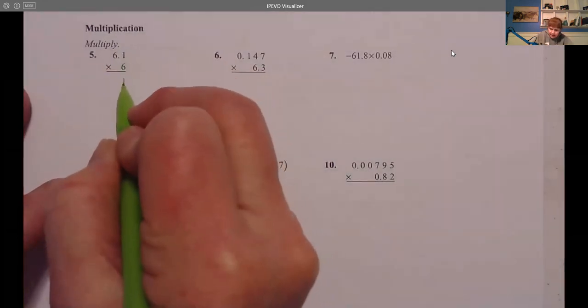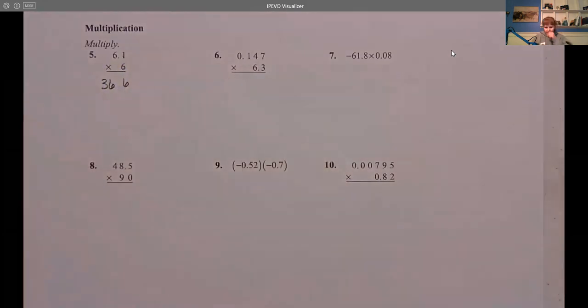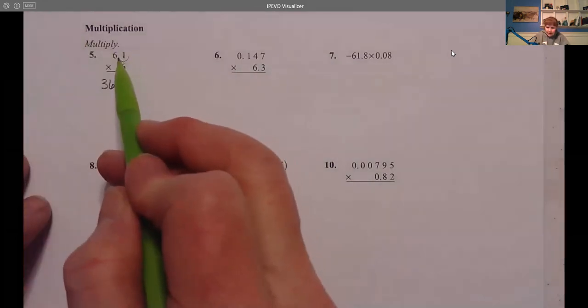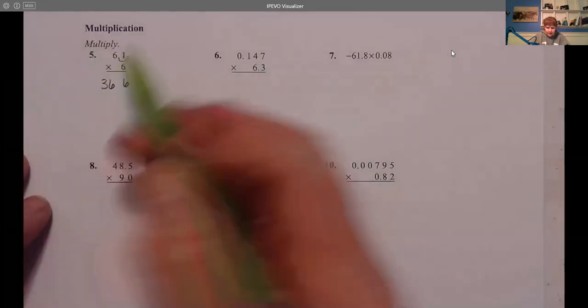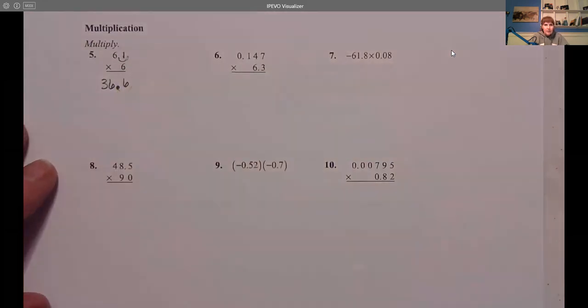Just as a quick review, 6 times 1 is 6. 6 times 6 is 36. Excuse me. And then you count the decimal places. 1. And that's it. So you go over 1, 36.6, okay? Let's do another one. Okay, let's do number 6. Number 6 is fine. We'll do that.